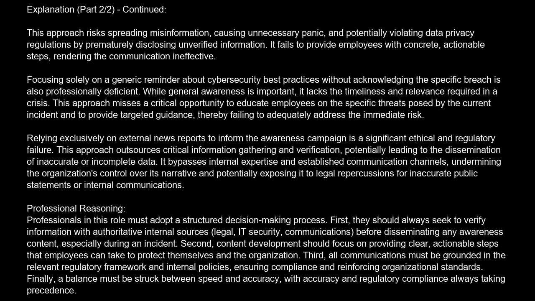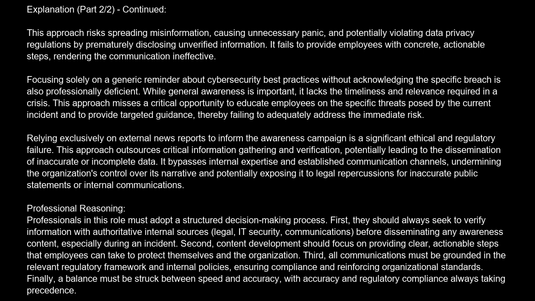Relying exclusively on external news reports to inform the awareness campaign is a significant ethical and regulatory failure. This approach outsources critical information gathering and verification, potentially leading to the dissemination of inaccurate or incomplete data. It bypasses internal expertise and established communication channels, undermining the organization's control over its narrative and potentially exposing it to legal repercussions for inaccurate public statements or internal communications.